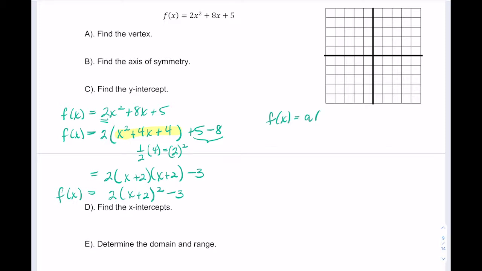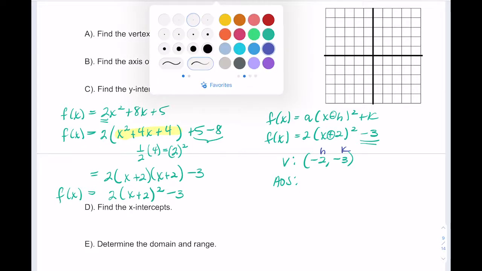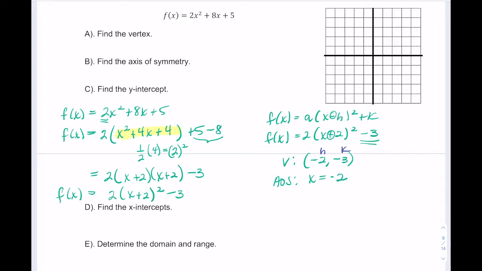So vertex form is this. And now if I compare what I just came up with, you can see it's in vertex form. I have my a, which is 2, my h, which is negative 2. Remember, you want to change the sign. It says x minus, so you want the opposite of a plus. And then k is just what you see, negative 3. And my axis of symmetry is my h value. So remember, here's your h, here's your k. So here, x equals h, which is negative 2.